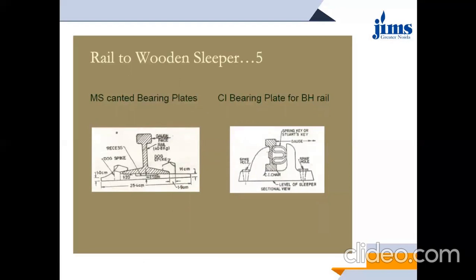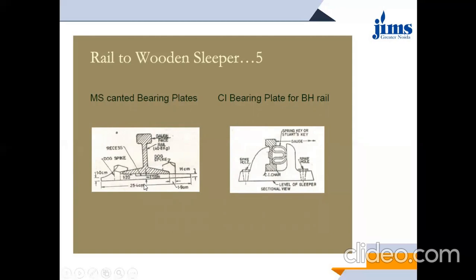Okay. Here are two diagrams actually. The first one shows the mild steel canted bearing plate. Over here in the diagram, you can see with the help of dog spike, this mild steel canted bearing plate, which has a cant or a slope of 1 in 20. This is used to fix the flat-footed rail. So here you can see there is a tilt in the rail, which is at an inclination of 1 in 20.